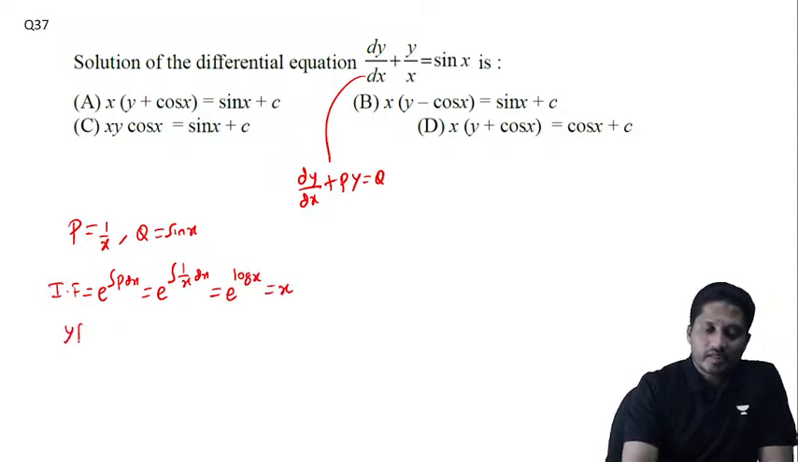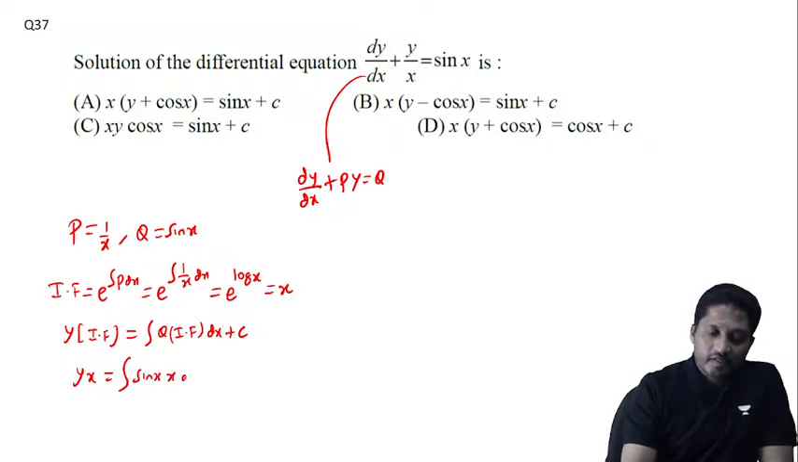Solution is y into IF is equal to integral q into IF dx plus c. Y into IF is x is equal to integral q, q is equal to sin x, into x dx plus c. On the right side, we'll use by parts. This will be 1, this will be 2.